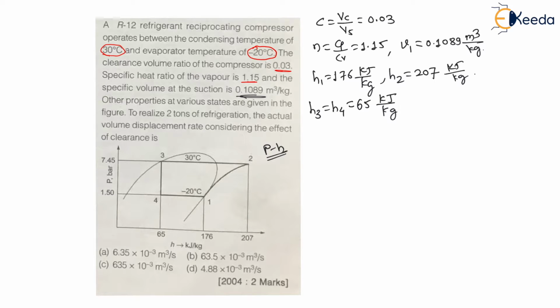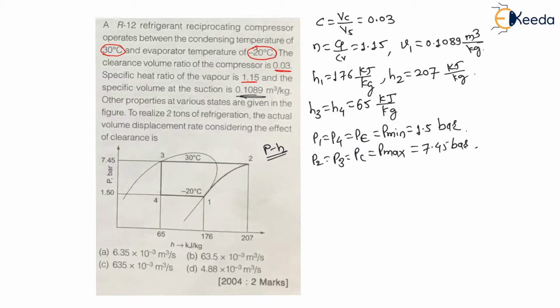Again, pressures are given. Now P1 is equal to P4 is equal to 1.5 bar. Therefore, P1 is equal to P4, which is nothing but the evaporator pressure, the minimum pressure in the cycle, given as 1.5 bar. Then P2 is equal to P3, which is nothing but the condenser pressure, the maximum pressure in the cycle, given as 7.45 bar. My dear students, these values you can get from the diagram.